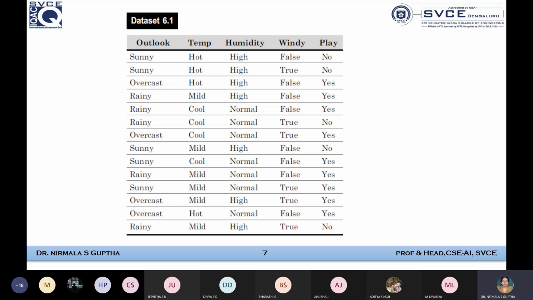Humidity, yesterday only I told you, normal humidity, high humidity. Okay, moderate also can come, but in the sample data set, we're not talking about the moderate. Normal and high only we are considering, the 2 values for humidity. And windy, it is only a Boolean value, true or false, whether it is windy or not windy. And play, whether we are going to play or not going to play. So true or false, that is yes or no is the value which has been given in the data set.